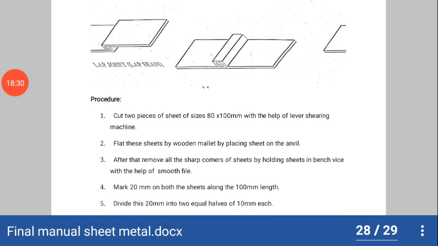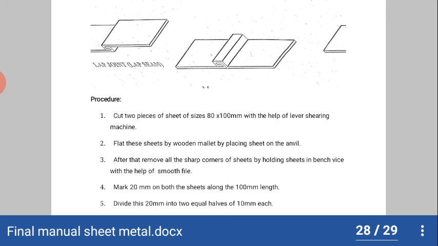So when these sheets are marked, place these sheets on the anvil and provide a 90-degree angle to both the parts. Students, use ball peen and cross peen hammers carefully because these hammers can damage the sheet. So try to use a wooden mallet.